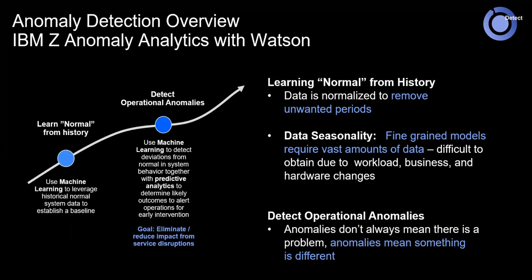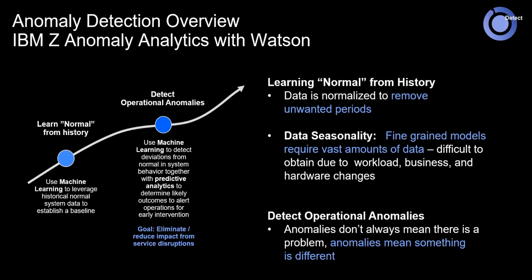So we want to take data that is recent and relevant to build these models. We also want to take data that has been normalized. So we want to take out any periods where you may have had issues or workload anomalies, because we really want to get as accurate a model as possible of what we would expect as normal. So the data that we train on is very important. That way we can build that model of what is normal.